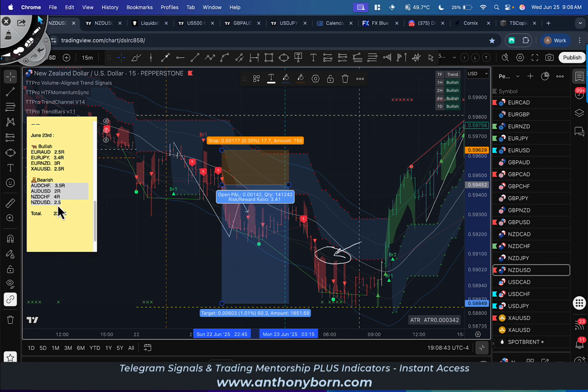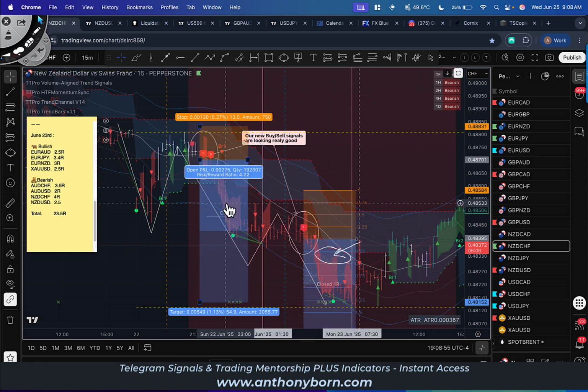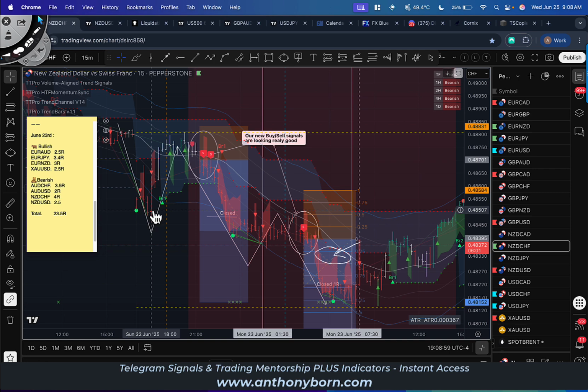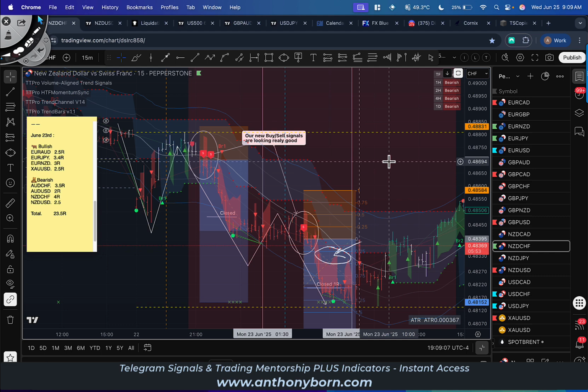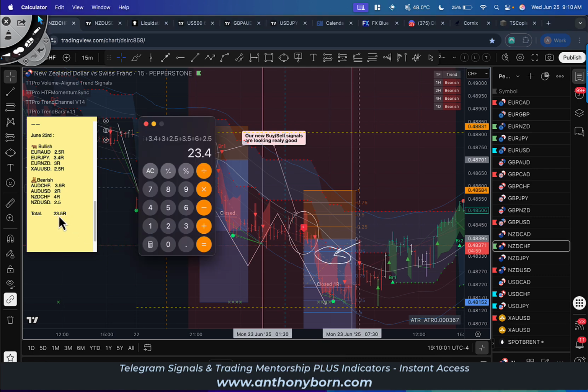What's this one? Kiwi dollar. Oh, okay, I've got 2.5. Fair enough. And the Kiwi Swiss. All right, so this one gained 4R. I've actually got it. Yeah, 4R here. If you traded it down to this yellow line, there's your signals right there. I'll just update this calculation. 23.4, 23.5. Yeah, anyway, that's rounded off.